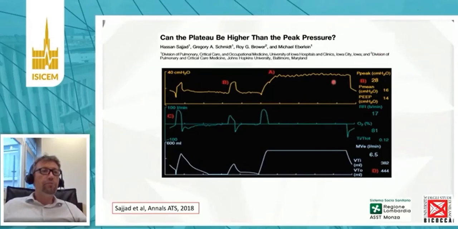It's not just our, let's say, strange idea. More or less while we were publishing our first paper on this topic, another paper came out with this very interesting question: can plateau be higher than peak pressure? And the answer is yes. This is very nicely shown in this paper by Dr. Sayad. And the reason is that this plateau pressure includes also the amount of work that the patient was developing during inspiration, and that was hidden.